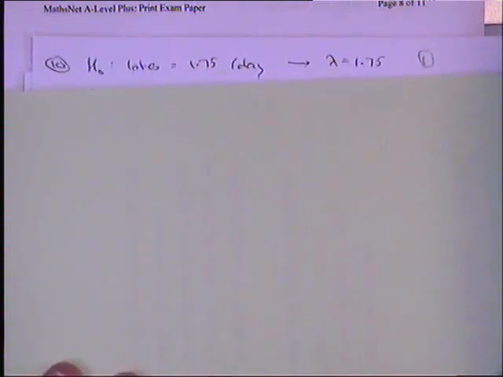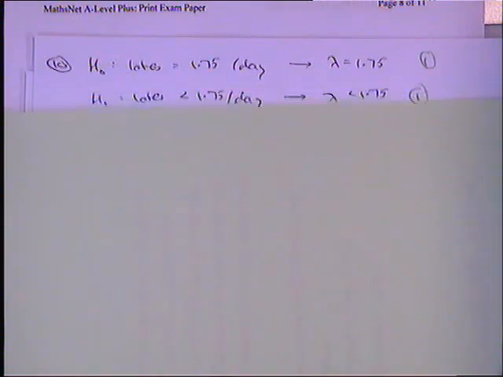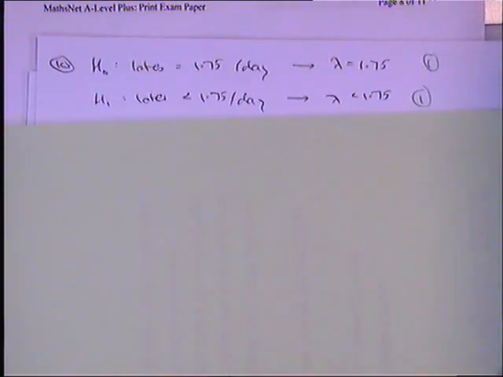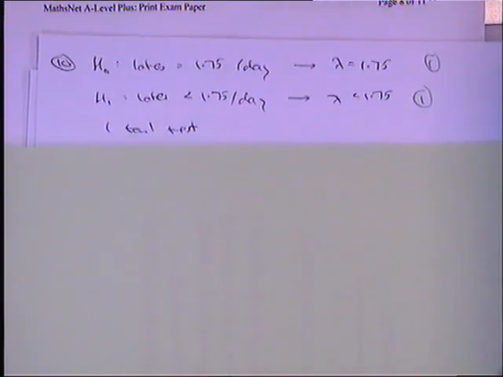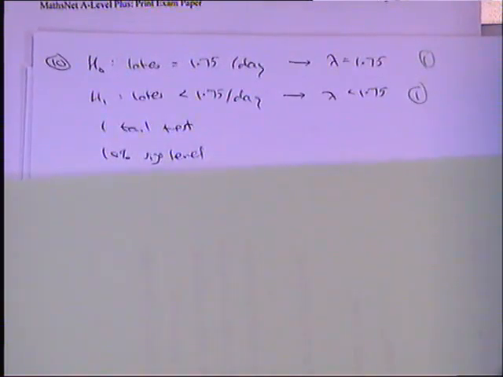Hypotheses, first of all, H0: it is 1.75 a day, as originally expected, which means lambda is 1.75. H1: it is less than 1.75 a day. There's a mark for each of those hypotheses. Because we have a less than sign in here, what does that tell us about the test we are doing? It's a one-tail test, and we're told to use the 10% significance level. So we've got to see whether 5 in 4 days is significant.